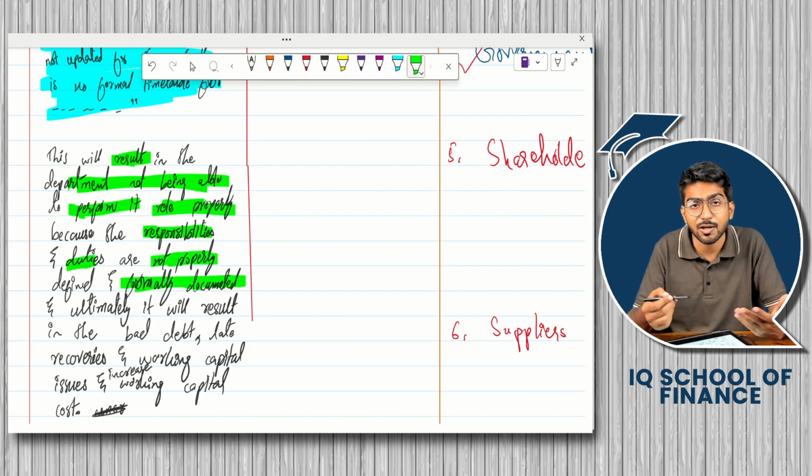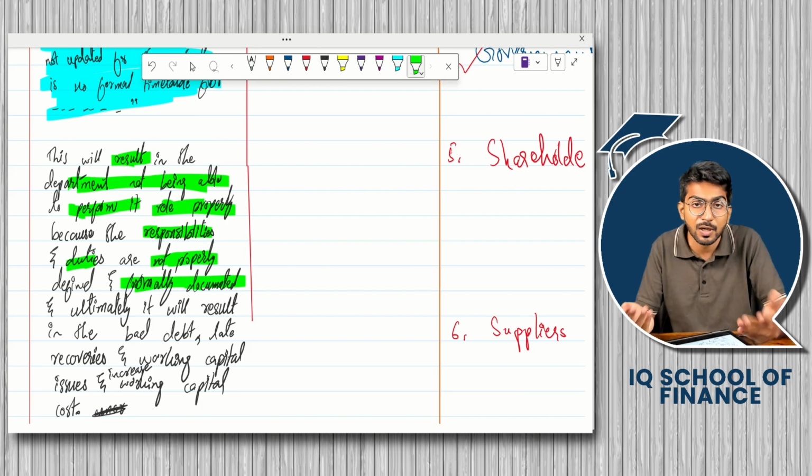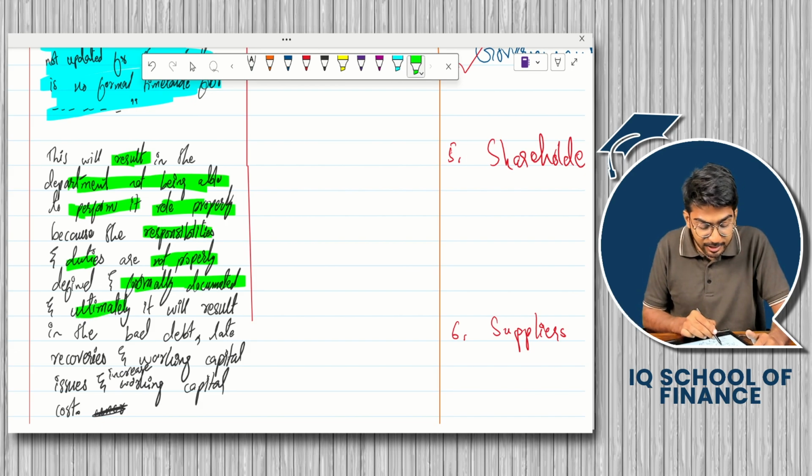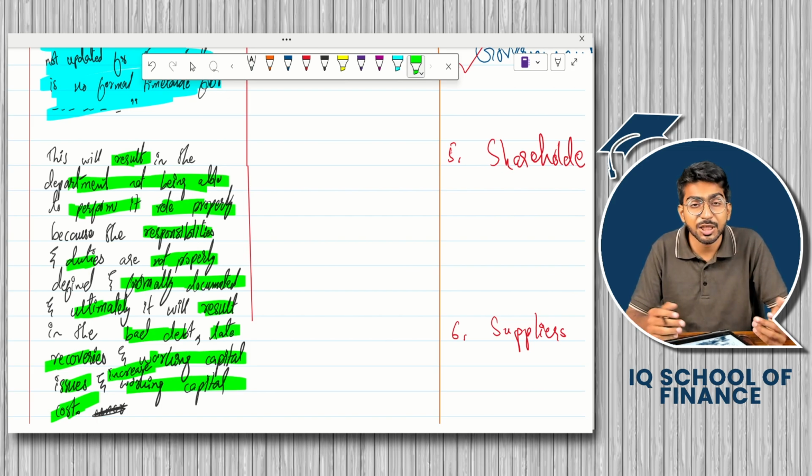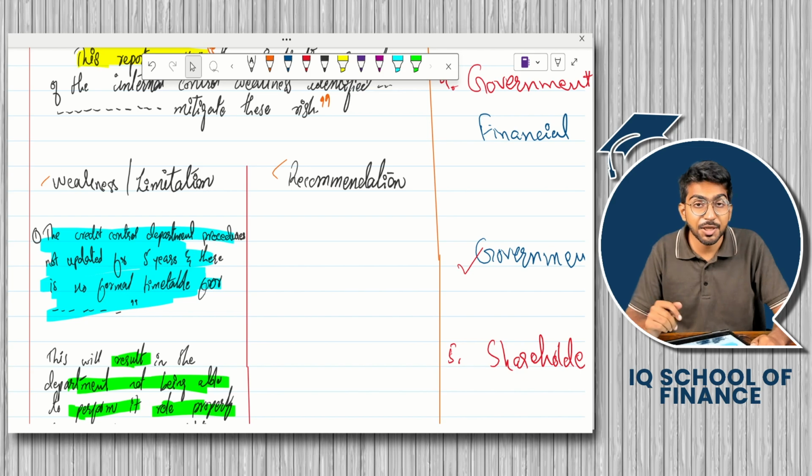Obviously, when these are not properly defined and documented, no one knows who should do what work, right? And ultimately, what will happen? Ultimately, it will result in bad debt, late recoveries, working capital issues, and increased working capital cost. Okay, so these are the implications on our business. Very simple, very straight. What is the recommendation from your side?